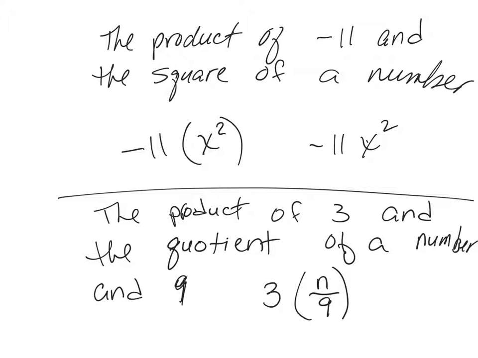So for both of these, we have the product of negative 11 and the square of a number. It would be negative 11 times a number squared, which we can use any letter we want, x squared. The product of 3 and the quotient of a number and 9 would be 3 times n over 9, or x over 9, or any letter you'd like.